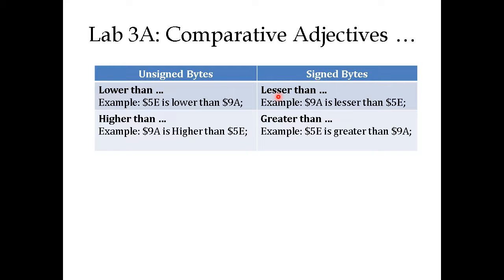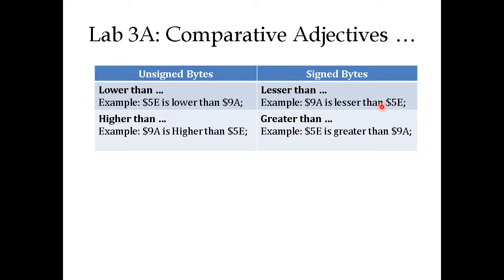Now, look at the wording. A lot of times, people will not tell you, oh, I'm comparing the number as unsigned, or, oh, I'm comparing the number as signed. They will just use the word, and you have to understand why they are writing lesser than or why they are writing lower than. This is a little bit tricky. And now think about this. We are still trying to compare the same two numbers, 5E and 9A, but how we are writing it? We are just saying 9A is less than or lesser than 5E. Why is that?